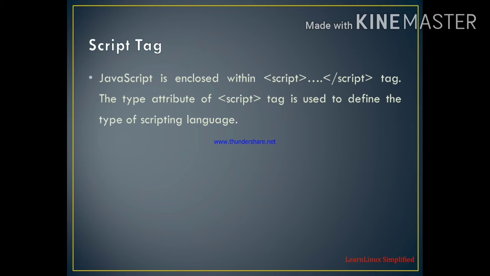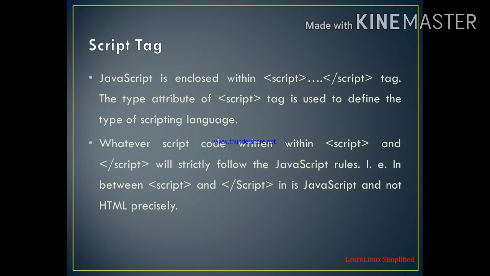Here, basically script then space type is equal to text slash JavaScript is written, but nowadays many browsers support JavaScript directly, so we don't need to add JavaScript as a type. Okay, now the most important thing, that is whatever script code is written within the script and close script will strictly follow the JavaScript rules. That is, in between the script and close script it is JavaScript, not HTML precisely.